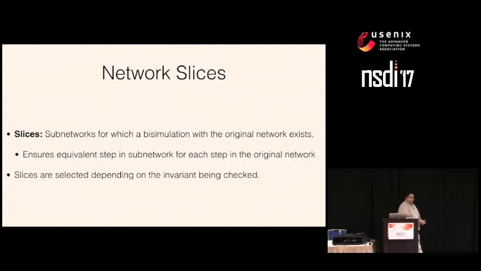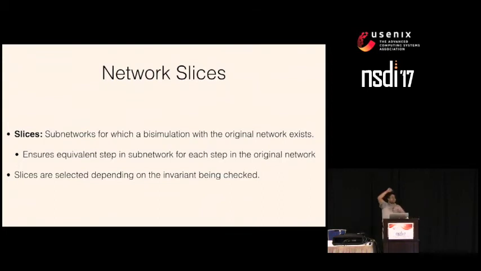So this is basically what I've been saying. So slices, as we already said, are subnetworks of the original network. But what we need to establish, remember, the point here is we want to pick a smaller network, and we want to make sure that any verification we do carries over. One technical way to do this is to establish a bisimulation, where the idea is for any step you take in the big network, you can find an equivalent step in the small network.